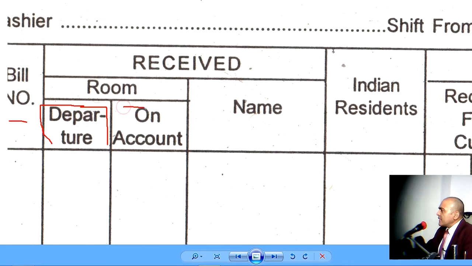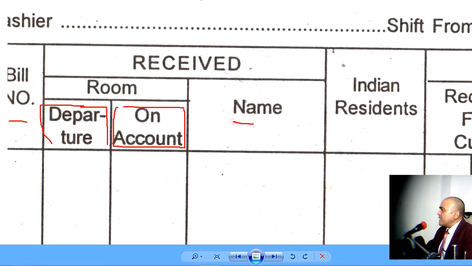On account means the guest is not departing, he is not leaving, but for some reason the hotel has asked, or the guest themselves want to make some advance payment. So this guest is still staying in the hotel, but they have decided to prepay, make an advance deposit, and that is called on account. If a guest is paying advance, it will be recorded here, received and departure. I hope these two things are clear.